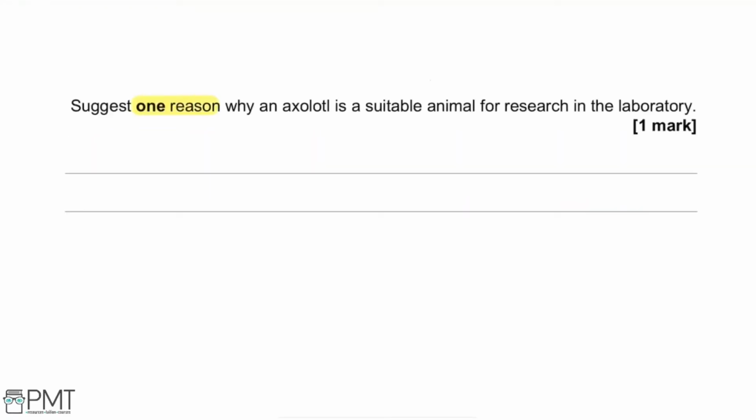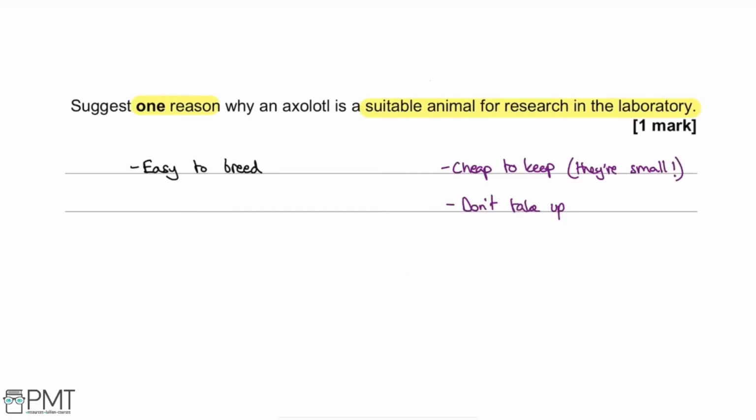Suggest one reason why an axolotl is a suitable animal for research in the laboratory. So an axolotl is very easy to breed. We could say that they're cheap to keep in that lab environment, mostly because they're so small and they take up very little space. So any of these points will get you your mark.